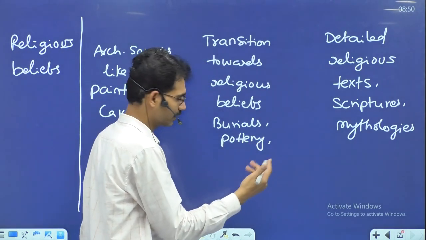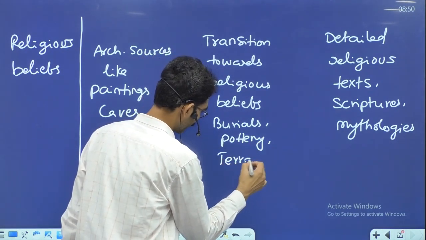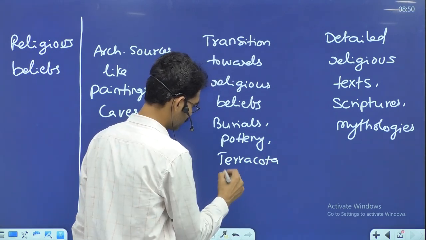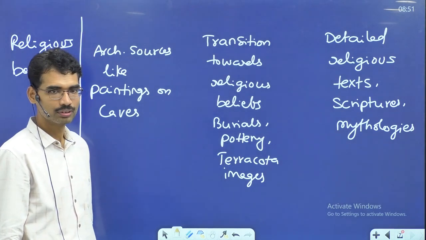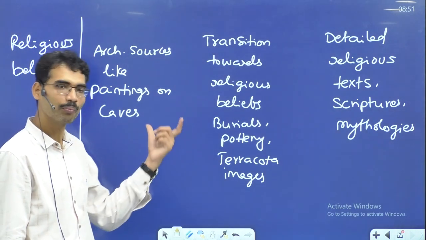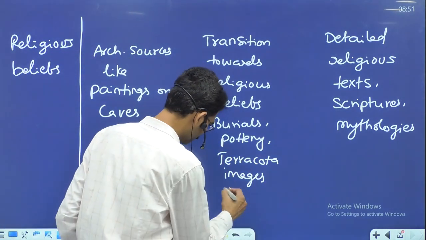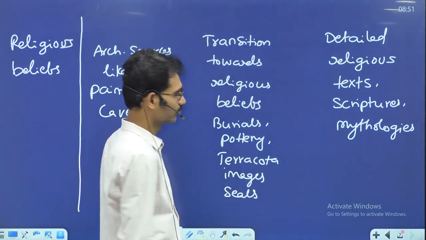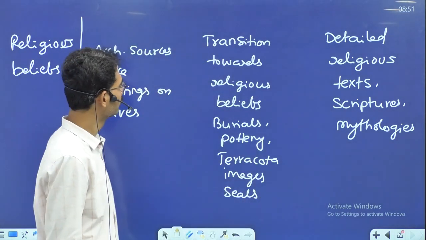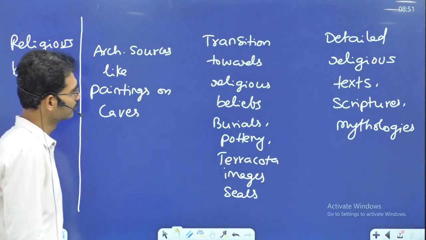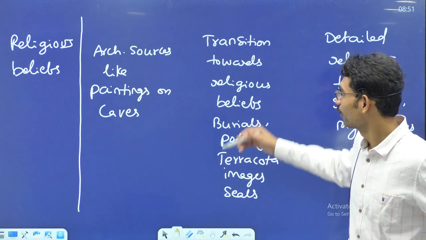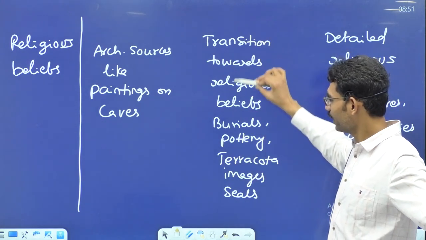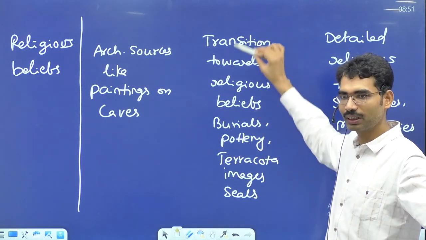Pottery images, terracotta images, seals, yes, so those things. Emerging. Now you see, when it comes to Chalcolithic period in India, all these institutions are emerging.